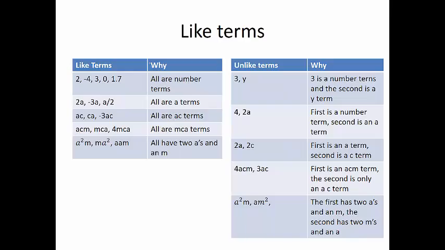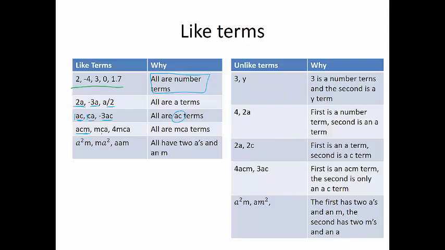Alright, like terms. So this is the second part of the lesson. What are like terms? These things are all considered like terms, and why are they considered like terms? Because they are all numbers. These ones are all like terms because they all have an a with them. These are considered like terms because they all have an a and a c with them. These ones don't have numbers with them also, but you would just say it's a 1ac or a 1ca.